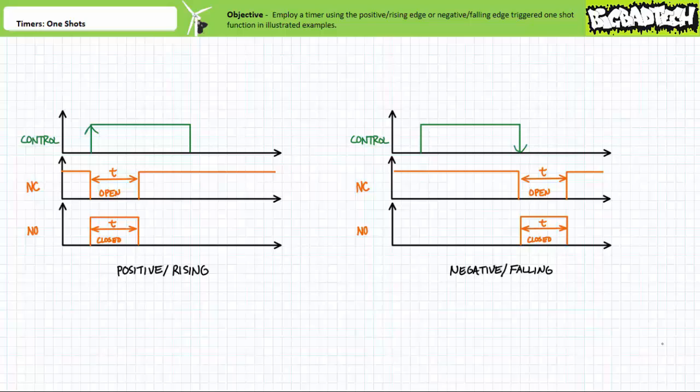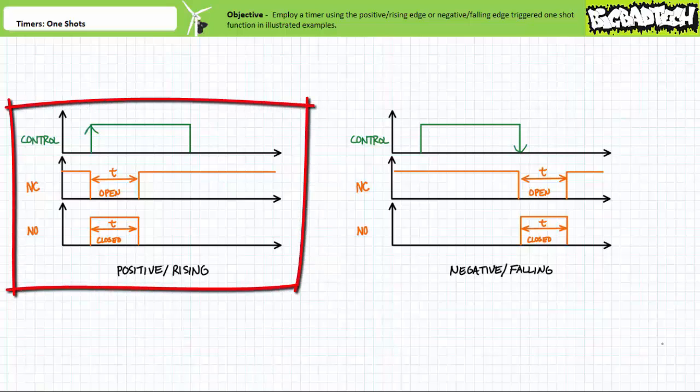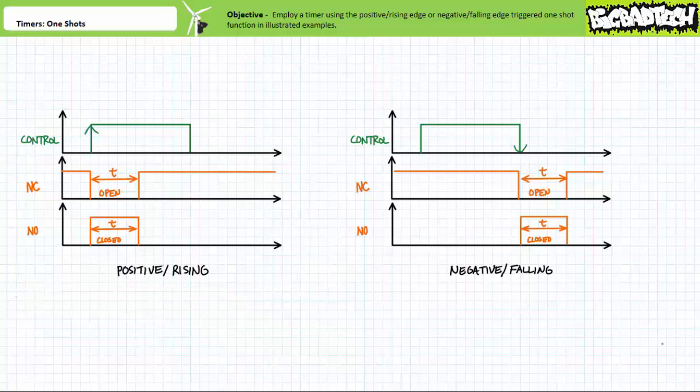Returning to the topic at hand, one-shots, you'll recall that a simplistic timing diagram of a timer executing a positive or rising edge triggered one-shot function would look like this. When the controlling input experiences a rising or positive going transition, the associated contacts only temporarily assume the opposite activated state for a period T and then revert to their deactivated state, despite the controlling input still being energized.